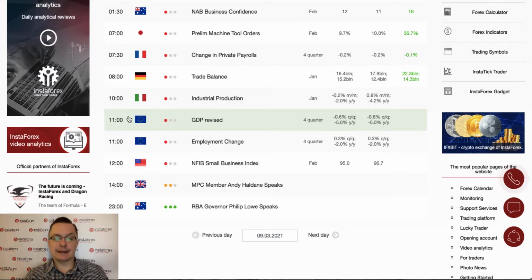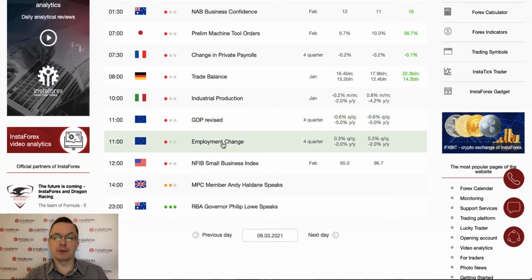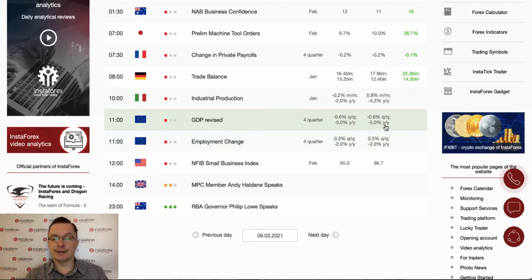What else do we have scheduled for release? At 11 o'clock, data from the Eurozone: GDP revised numbers and the employment change. As you can see, GDP revised is not really expected to be a big surprise. If it stays at the same level as the last quarter, because this is the fourth quarter data, that will be quite good numbers. If it deteriorates even deeper, then GDP will not be that great anymore.